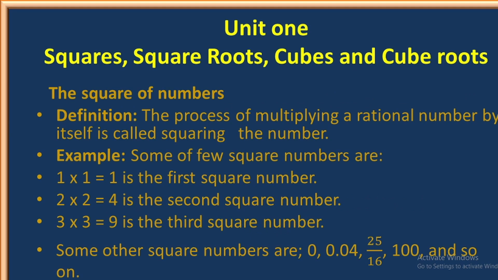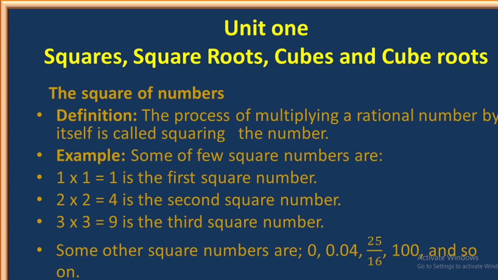To start, what does a square number mean? Let me define what a square number means. The process of multiplying a rational number by itself is called what? Squaring the number.